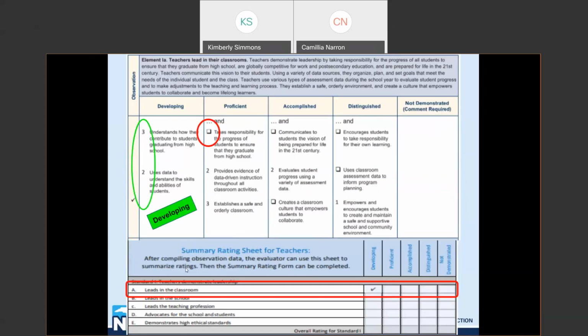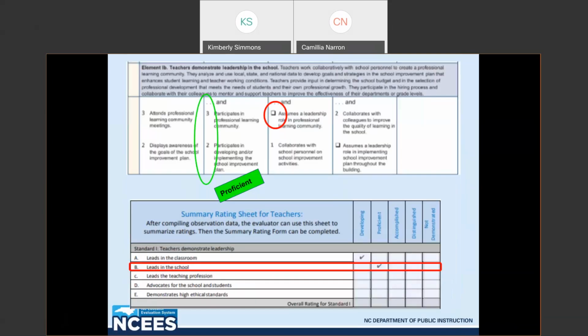On the bottom of the screen, you see Standard 1 of the summary rating sheet for teachers. You would mark developing for 1A, leads in the classroom. The same process is applied throughout each element. For element 1B, teachers demonstrate leadership in the school, the rating would be proficient.